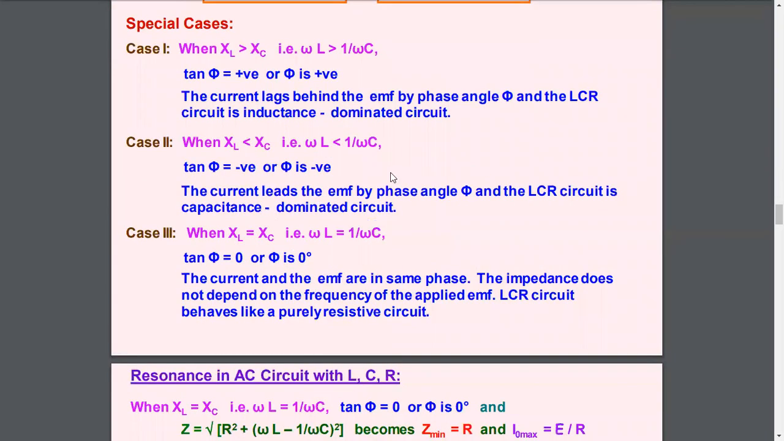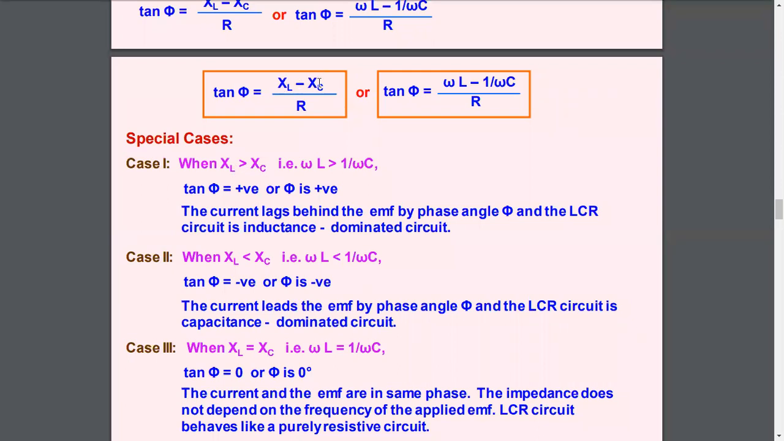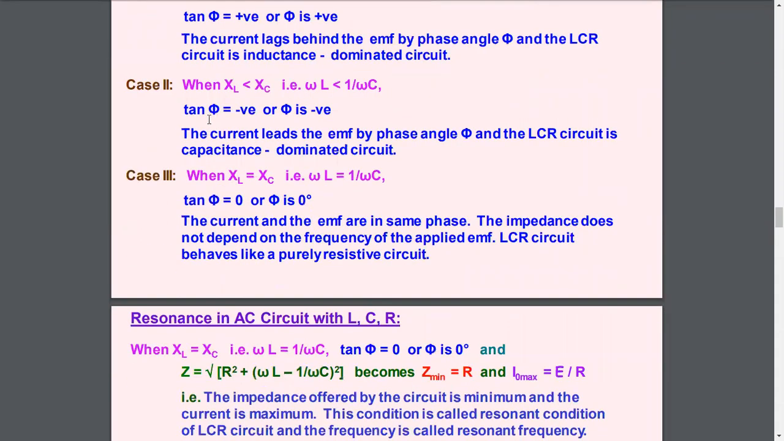Next is when inductive reactance is smaller than capacitive reactance, that is, omega L is smaller than 1 upon omega C. In that case, XL minus XC will be negative, indicating that tan phi is negative, or phi is negative. Hence the phase is negative, and a negative phase indicates that the current leads the EMF or voltage by a phase angle of phi, and the LCR circuit is a capacitance dominated circuit, or is called a capacitive circuit.